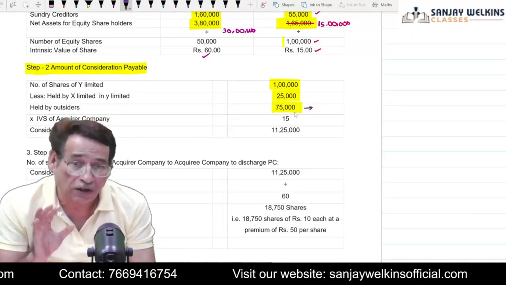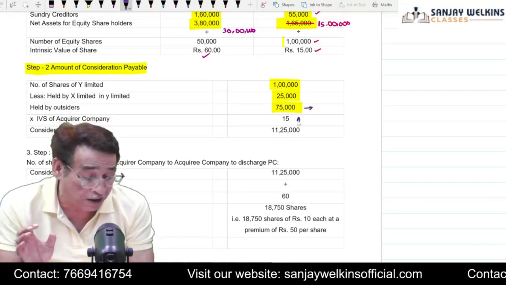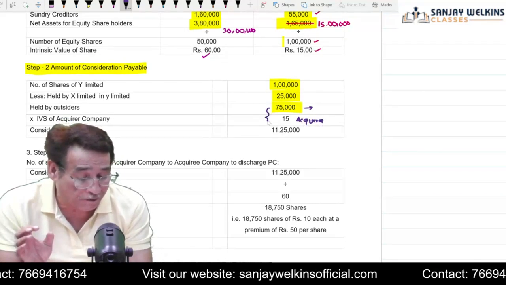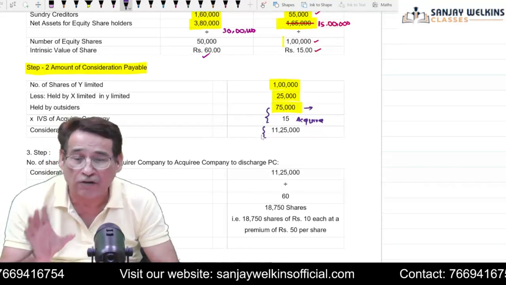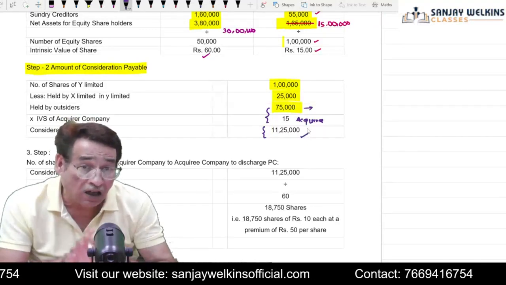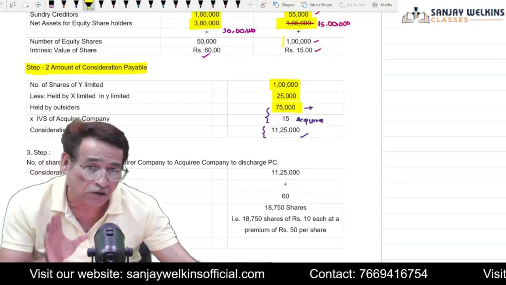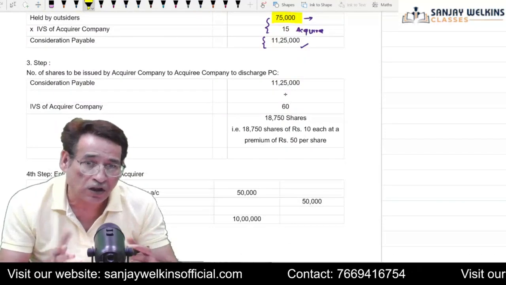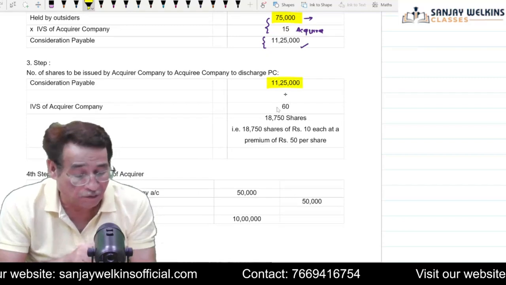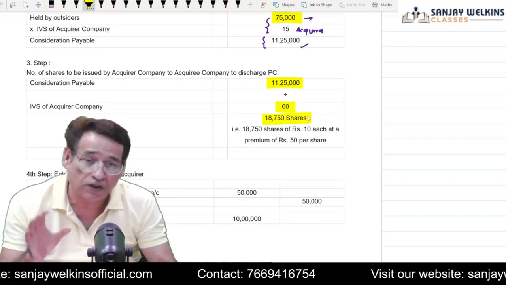So what is the value of 75,000 shares of acquiree company? You multiply it with the intrinsic value of acquiree company. This is the intrinsic value of acquiree company. So that will tell you the worth of 75,000 shares, which is equal to 11,25,000. So in this case, purchase consideration payable will be considered as 11,25,000. So 11,25,000 is the amount of consideration which you are supposed to pay. Now the next question is how many shares you will have to issue. So consideration payable 11,25,000, you divide it by your own intrinsic value as we normally do. So I will get 18,750 shares.